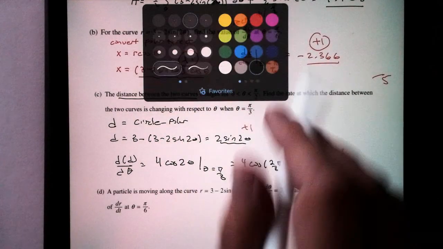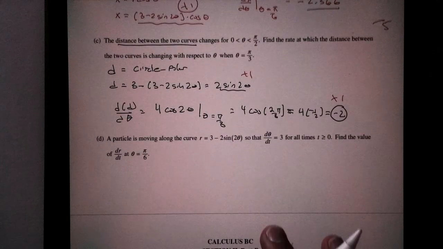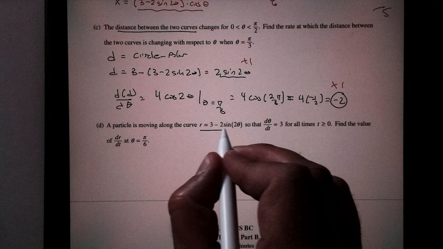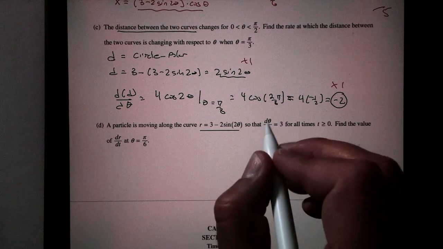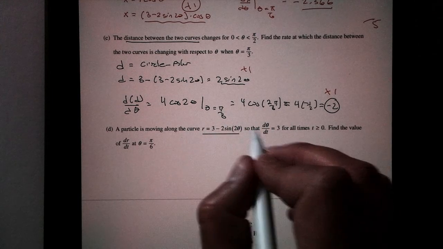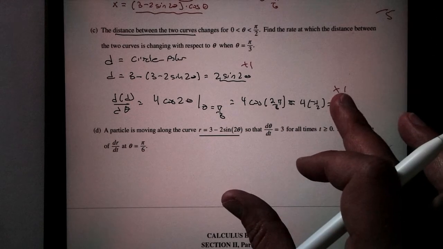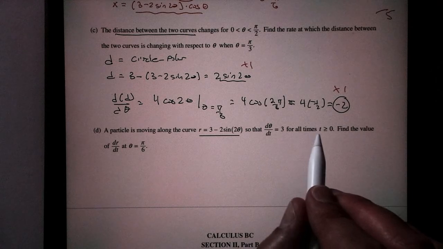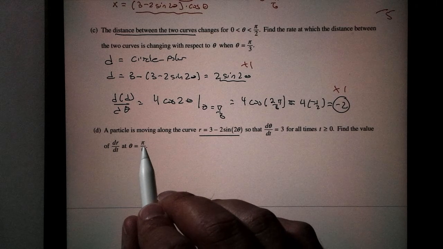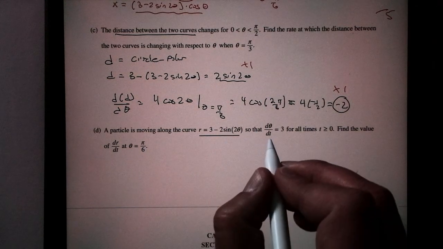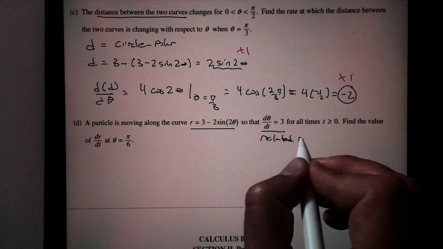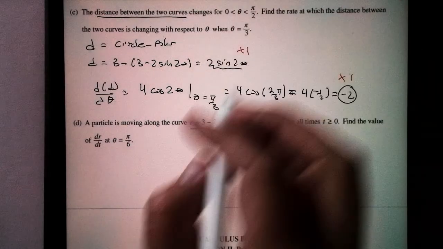All right, and then the last question for part D, it says a particle is moving along the curve at such and such a rate, so that d theta dt, that's the rate of change of the angle, is 3 at all times t greater than 0. Find the value of dr dt at pi over 6. Now right away, I'm looking at this as a related rate problem. So I just have to take the derivative.